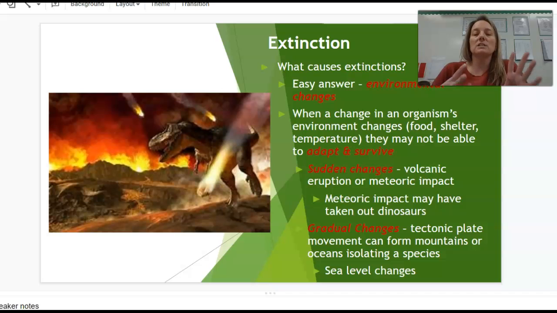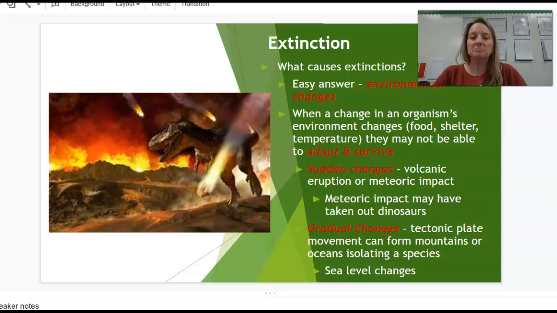Sometimes these environmental changes happen very suddenly. Volcanic eruptions can cause environmental changes that can bring about the extinction of a species. Meteoric impacts are what they think took out the dinosaurs, because they caused drastic temperature changes. It affected the weather. It put a lot of dust and dirt in the air, and with all that dust and dirt, the sun's heat did not make it through the atmosphere down to Earth, so it cooled off drastically.